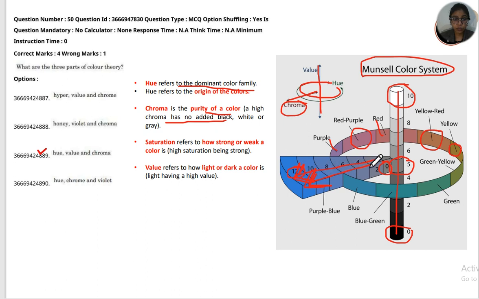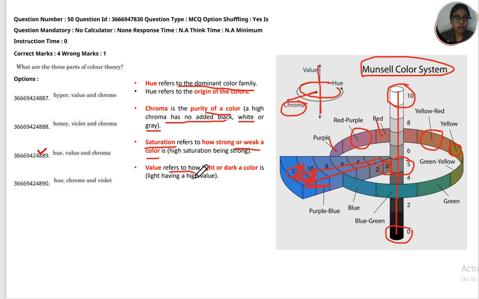But when you move towards 0, you will get black, and you can see in the image the blue color is getting a little bit of shade by adding the black color. And then it is coming to 5, with no white or gray also in it. Second term is your saturation. So saturation refers to how strong or weak a color is.